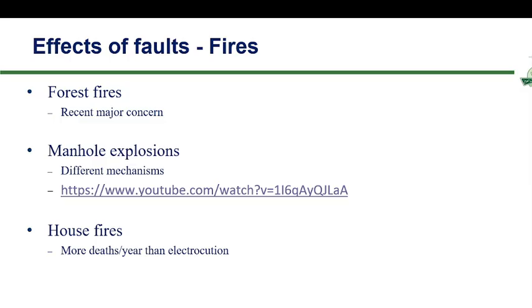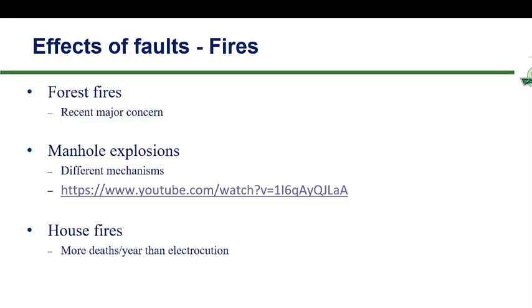All right. This slide focuses on one of the most serious consequences of electrical faults: fires. So, faults in power systems can ignite forest fires, which have become a major and growing concern in recent years, especially when overhead lines interact with dry trees. In urban environments, faults can also lead to manhole explosions caused by different mechanisms such as gas buildup or electrical arcing in underground cables.